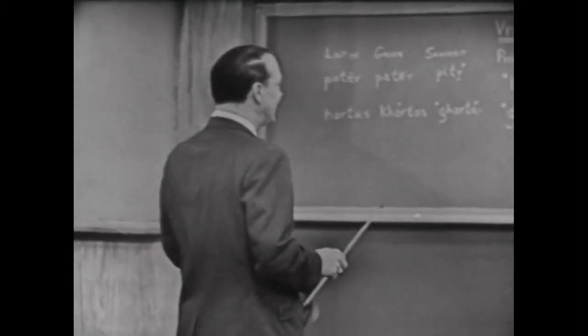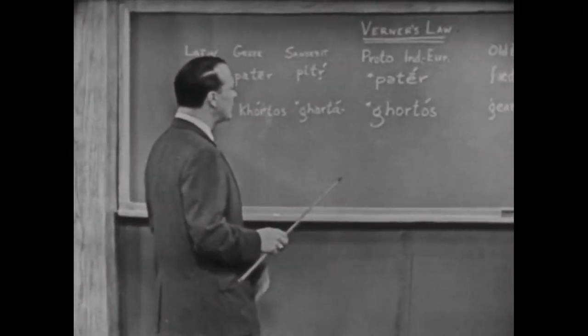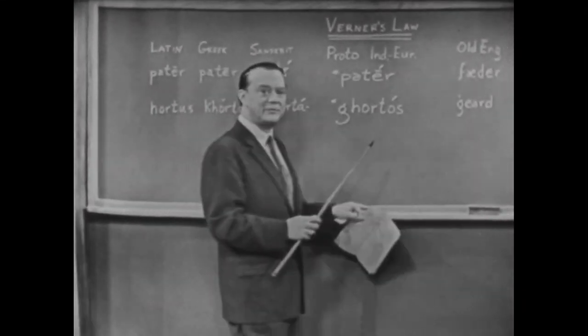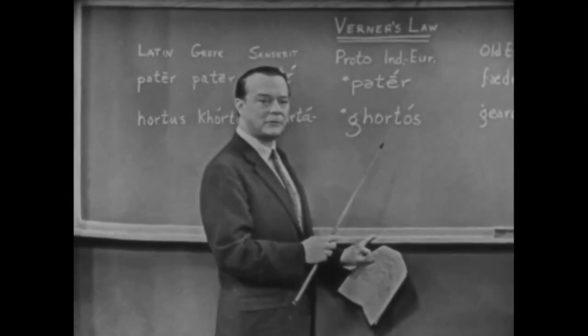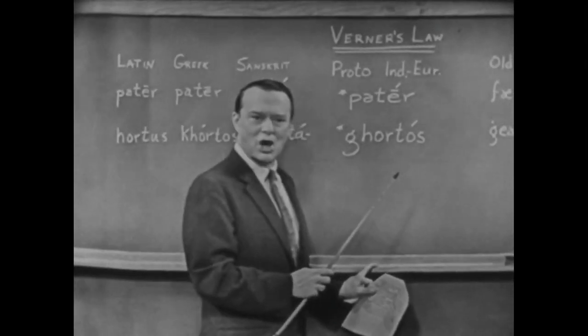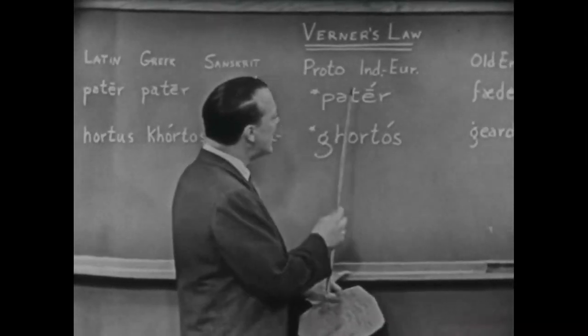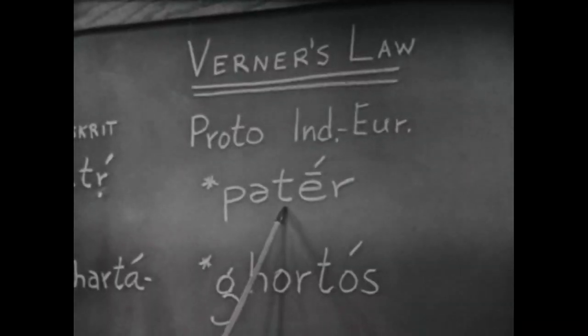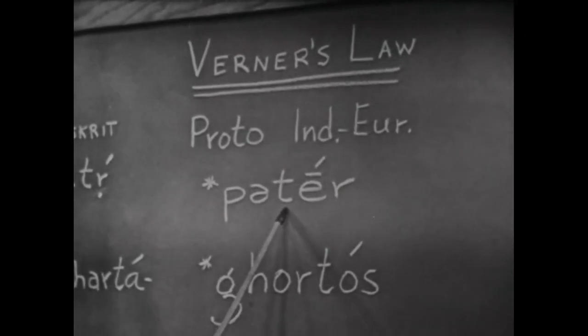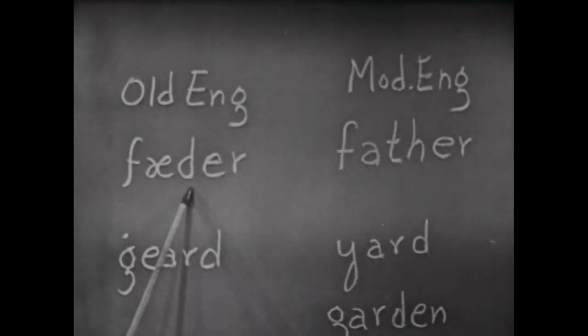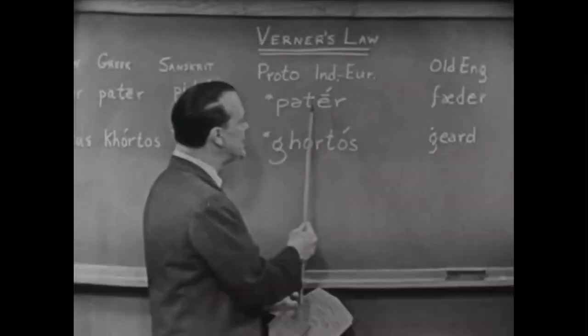And Verner said, there are only certain of these particular cases that don't seem to work. One of them was in this very important word for father. It's a very good example of where Grimm's law, as it's called, doesn't seem to operate. In other words, that T ought to become a TH sound in the Germanic languages, but Gothic shows a D, and Old English shows a D, fader. What happened? Well, what Verner found out was this.